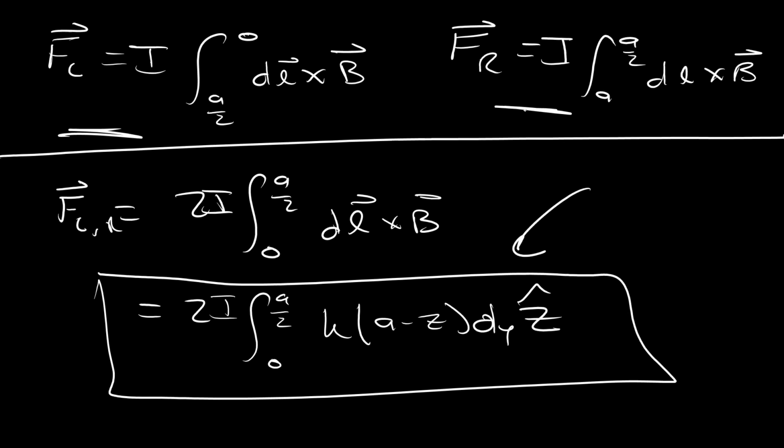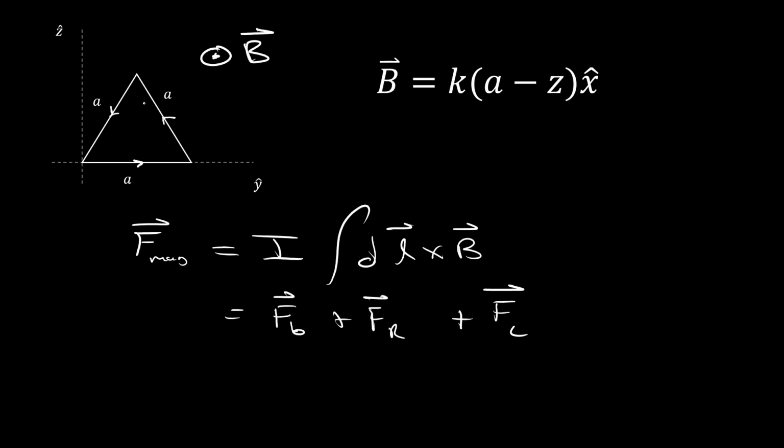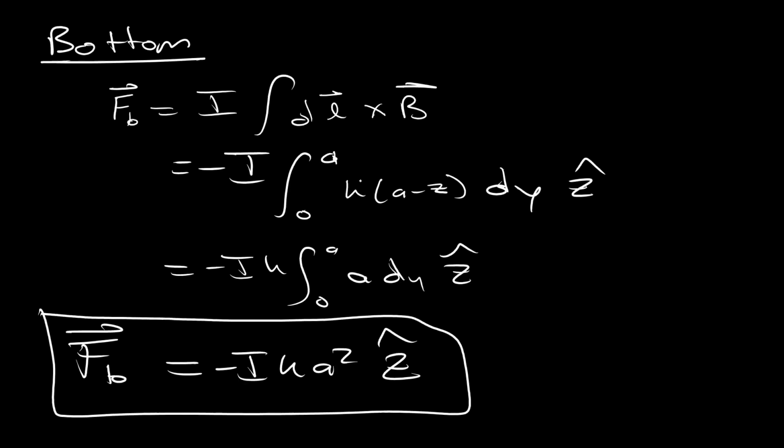All right, so let's take what we got from the last part. Force from the left and the right is equal to our steady current I times 2, actually, because of symmetry, on bound 0 to a per 2 times k a minus z dy in z hat. But here's the problem. You might notice that we have this z term, and now we're actually changing in z along this dashed line right here. And so what we need to do is find z as a function of y.